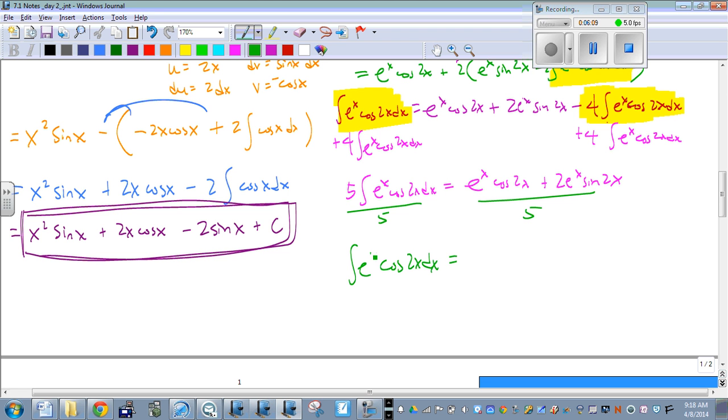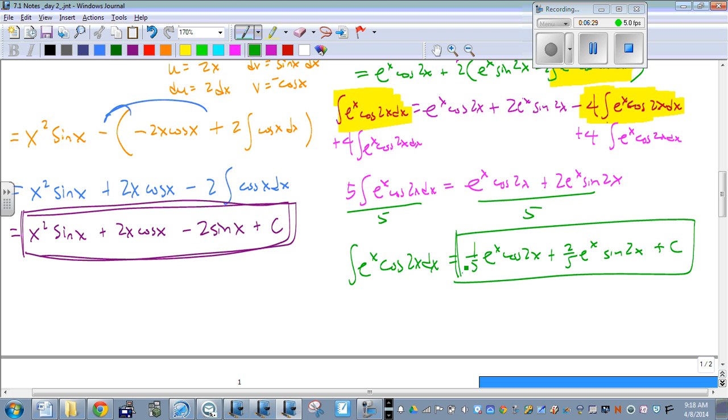So the integral that we originally started with is going to be equal to this whole thing divided by 5, or we could write it as 1/5 e to the x cosine of 2x plus 2/5 e to the x sine of 2x. And we need to remember the plus c. So that's one we need to keep in mind. Easy to forget on this problem.